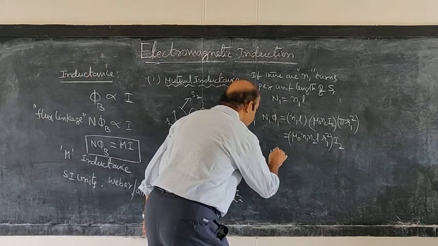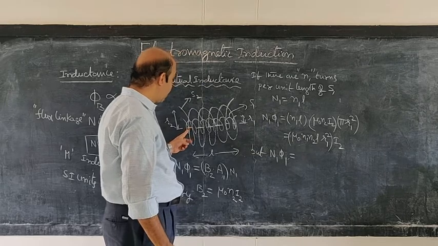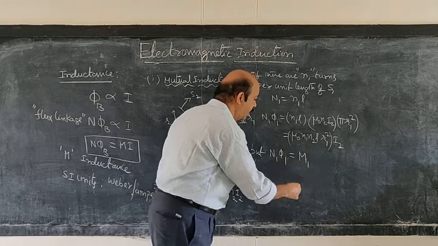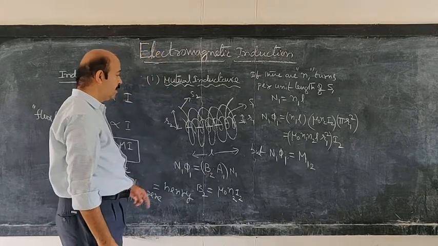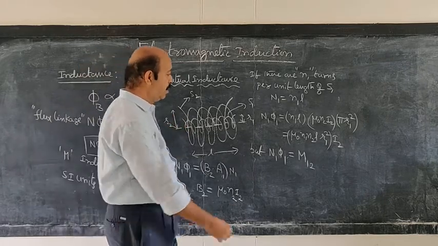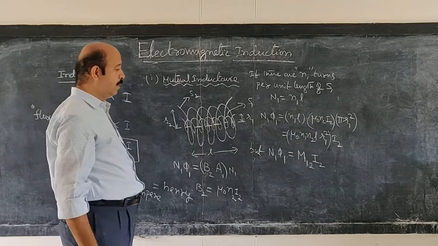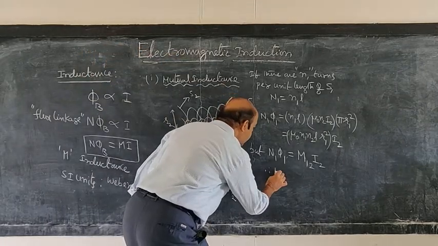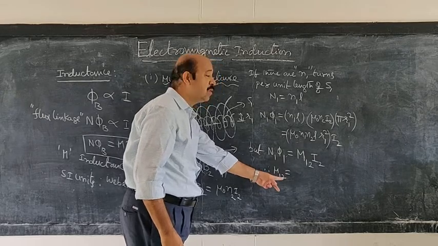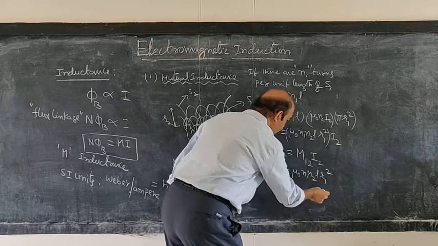Therefore, this N1 phi 1 can be written as, here the magnetic flux linked with the first coil with respect to the second coil. So the magnetic flux linkage with the first coil due to the current in the second coil. So therefore we can say that M12, that is mutual inductance of first coil with respect to second coil, is mu naught N1 N2 L R1 square.